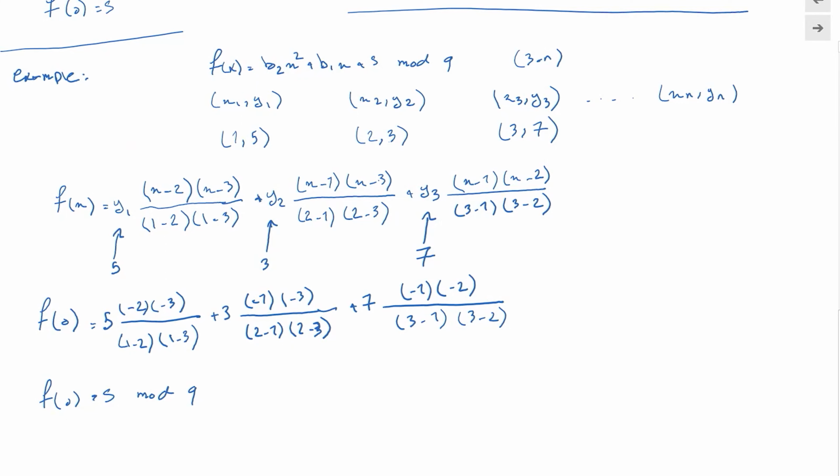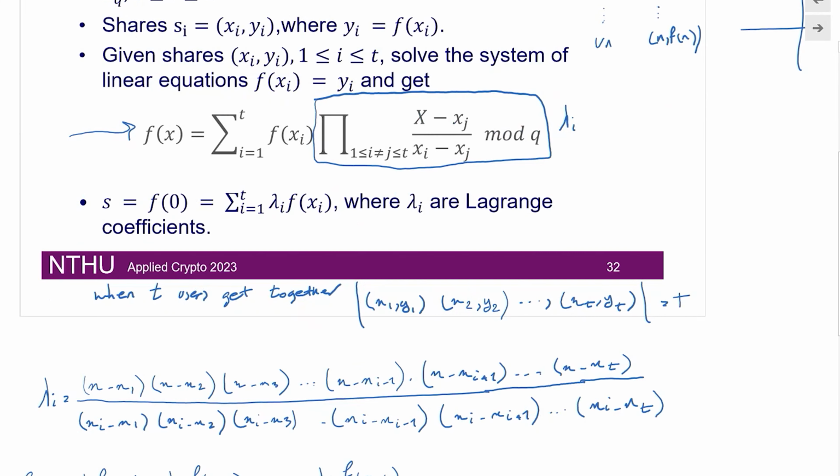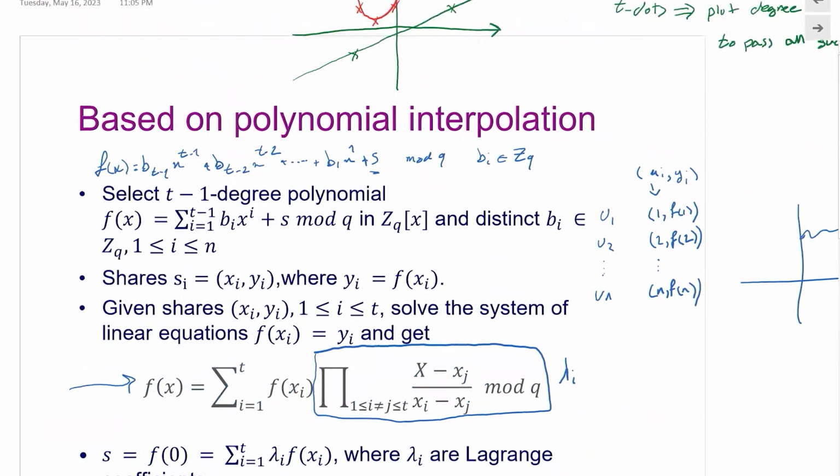So all I have to do is, again, going back to the same idea, that if I have 2 points, I can uniquely construct one polynomial of degree 1 that can pass through both of these points. And if I get 3 points, then there is only one degree 2 polynomial that can pass through all these points. So given t points, I can uniquely construct one degree t minus 1 polynomial that can pass through all those t points, and therefore I can reconstruct that function.